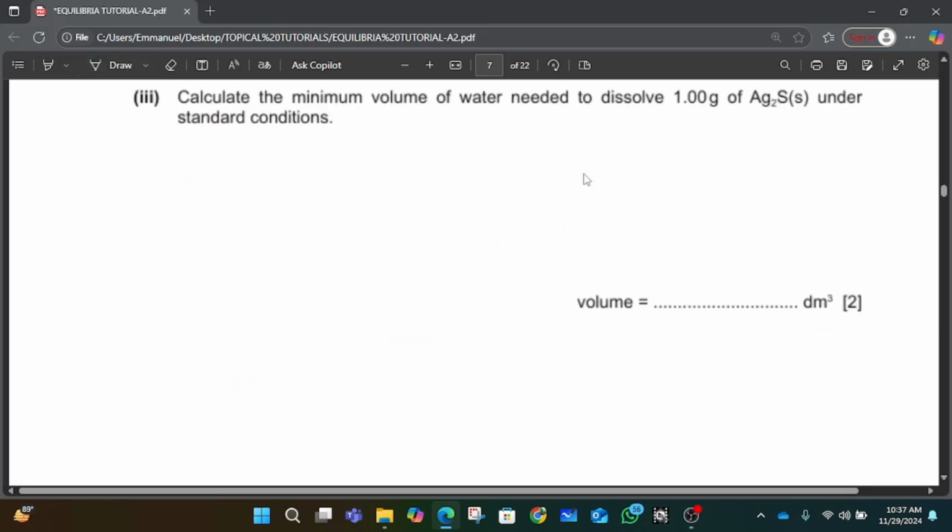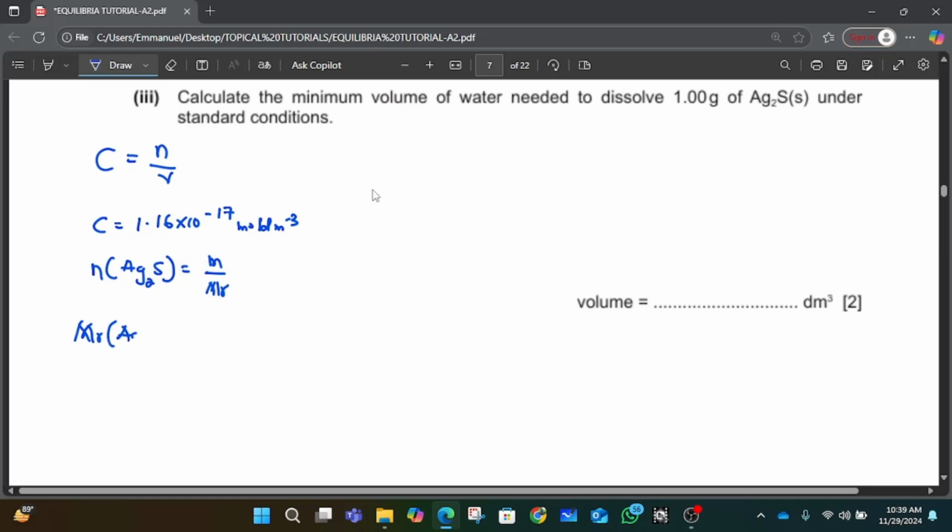III. Calculate the minimum volume of water needed to dissolve 1.00 grams of Ag2S solid under standard conditions. Concentration is given as C is equal to n over V. The concentration of this salt was given in the question as 1.16 times 10 power minus 17 mole per decimeter cube. Now we need to find the amount of the salt, and the amount is given as mass over molar mass. The mass has been given as 1.00 grams, and so we need to find the molar mass.